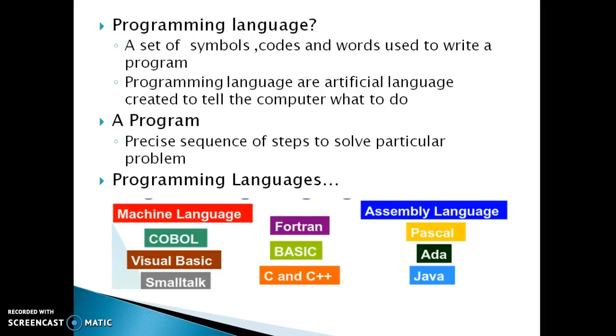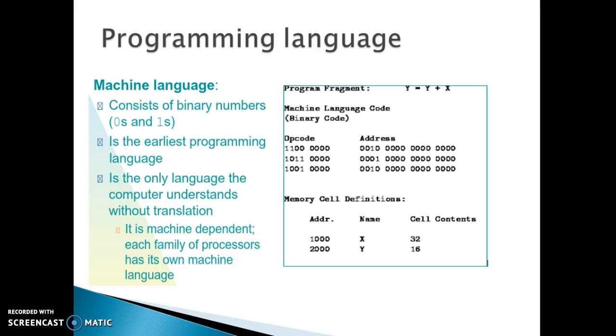Then programming languages are divided into two parts: low level language and high level language. Low level languages are categorized into two parts: machine language and assembly language. These are the low level languages. Then another is the high level language. The machine language and assembly language are machine dependent. One program written for one system cannot be run by another system. And high level language is the independent language.